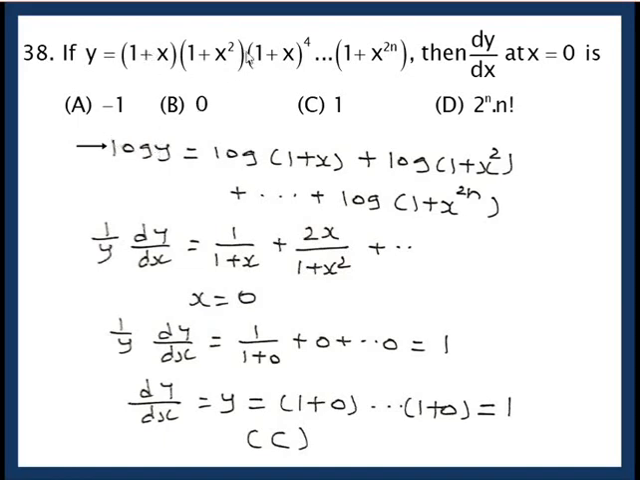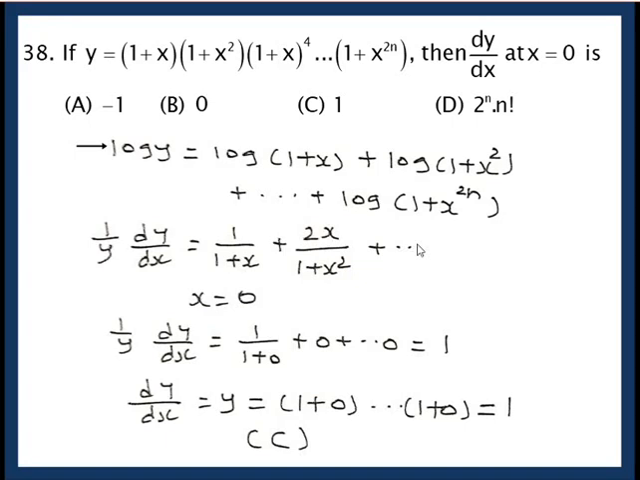So log y, logarithm of product is sum of the logarithms. I haven't mentioned all the terms. Now differentiate: derivative of log y, 1 upon y dy dx. Derivative of log is 1 upon into derivative of 1 plus x, which is 1. What is derivative of log of 1 plus x square? 1 upon 1 plus x square into derivative of x square, which is 2x.